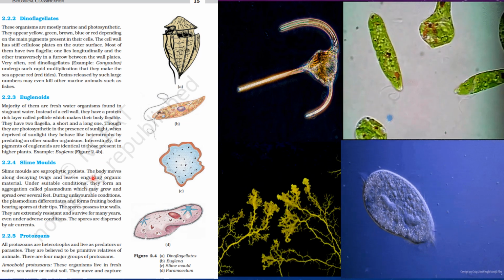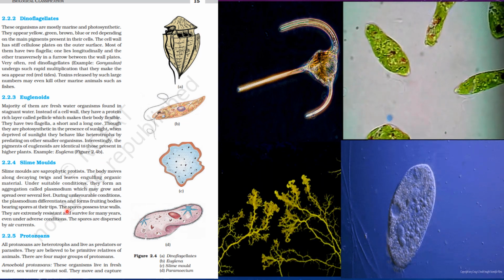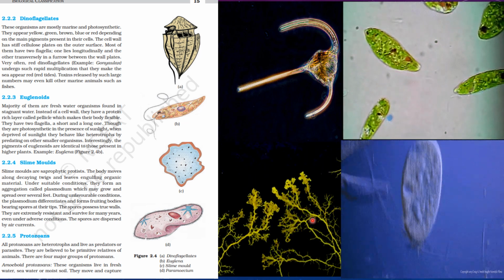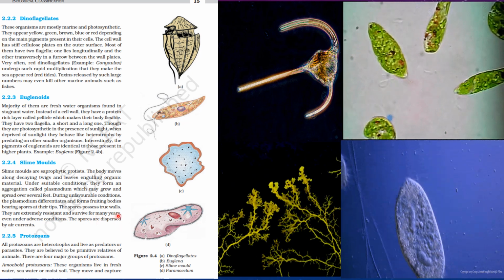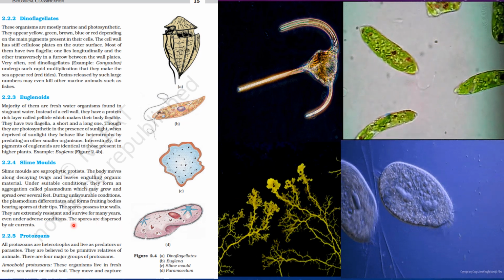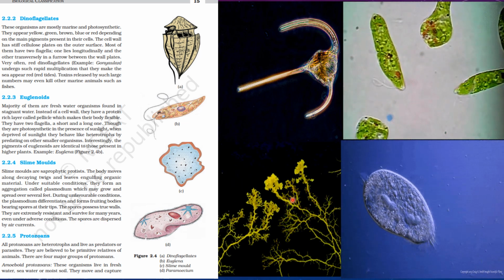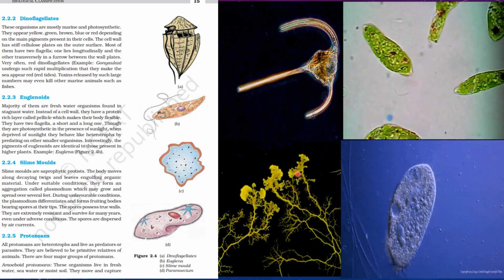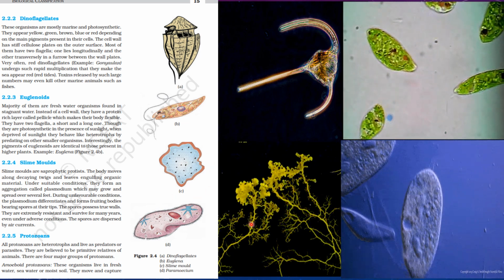Now the slime molds. You can see the structure of plasmodium. They will spread over a large area. They can also produce spores. These spores will have true walls. They will survive in highly extreme conditions by producing spore-like structures. And when the conditions are favorable, they will regain their structure. So that's about slime molds.